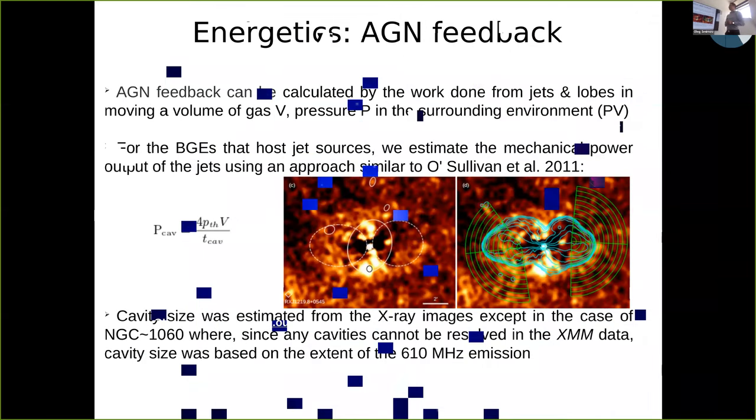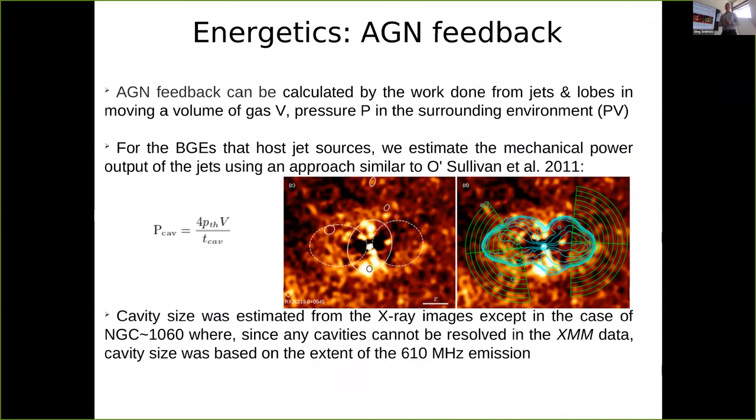So now, moving on to the energetics, what can we get from the sample about AGN feedback? We can calculate the AGN feedback by the work done by the jets in the lobes in moving a volume of gas V against the pressure P of the surrounding environment. Here you can see the X-ray image of a system, NGC 4261, with radio in CN overlaid on the X-ray image.